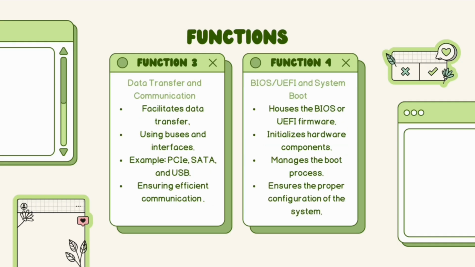Third, data transfer and communications. The motherboard facilitates data transfer between various components using buses and interfaces like PCIe, SATA, and USB, to ensure efficient communication between the CPU, memory, and storage devices. Last but not least is system boot. The motherboard houses the basic input/output system firmware, which initializes hardware components and manages the boot process when the system is powered on. It ensures the proper configuration of the system to start the operating system.